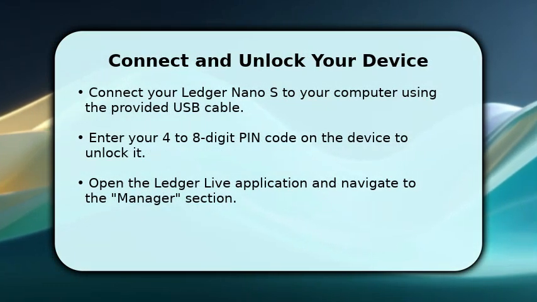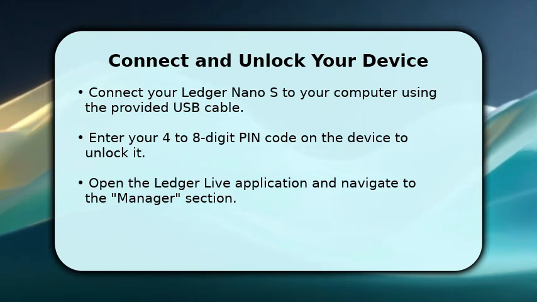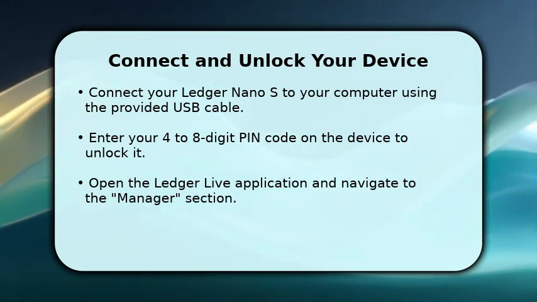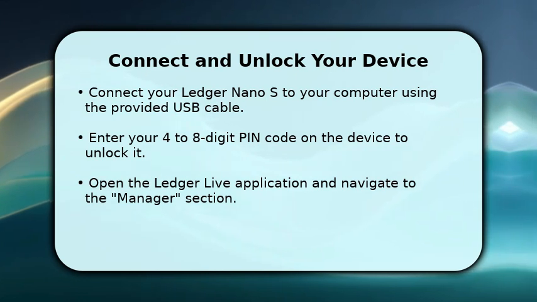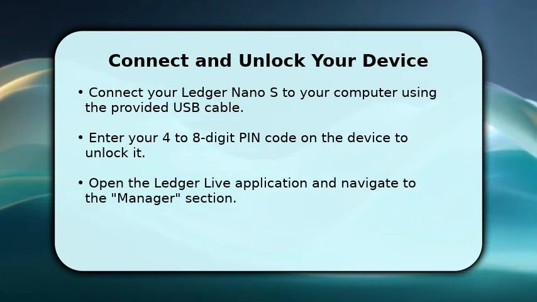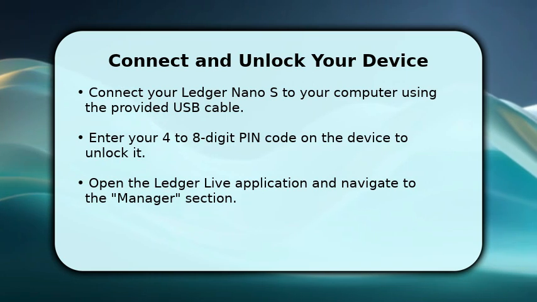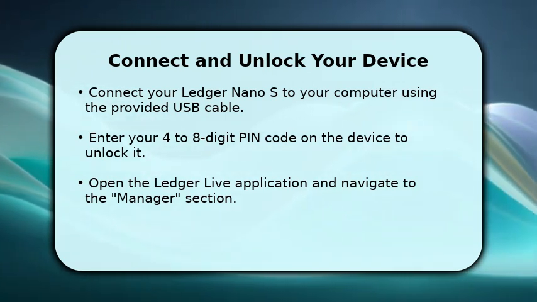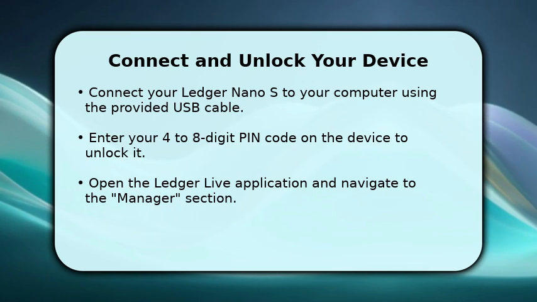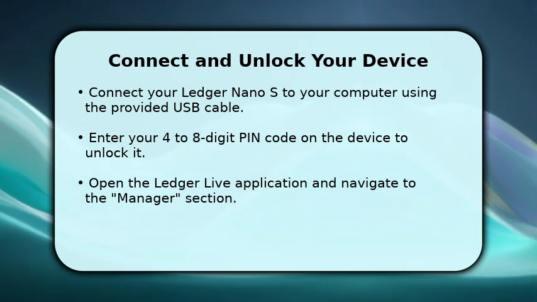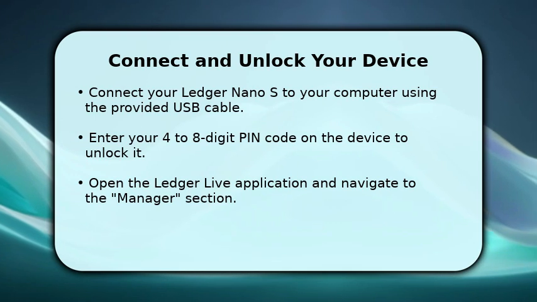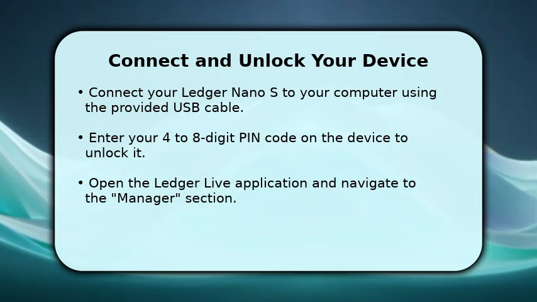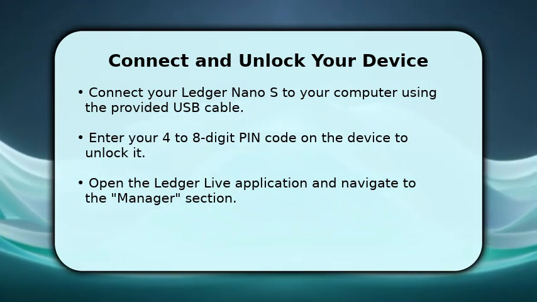Now, physically connect your Ledger Nano S to your computer using the USB cable that came with your device. Once connected, you'll need to enter your 4 to 8-digit PIN code directly on the Ledger Nano S to unlock it. After unlocking, open the Ledger Live application on your computer. You will then navigate to the Manager section within the Ledger Live interface to begin the synchronization process.